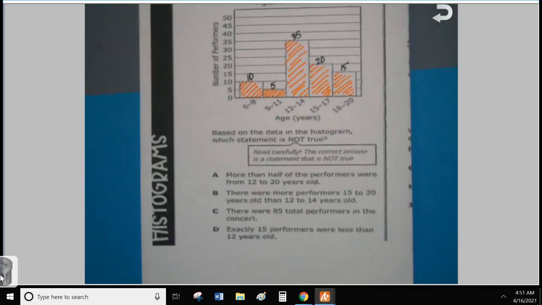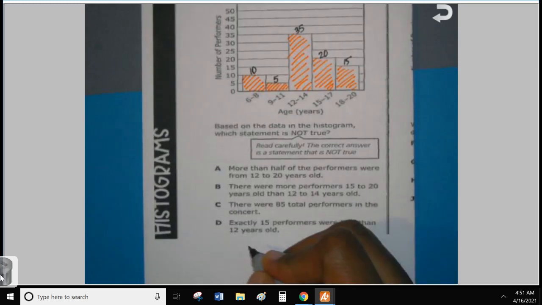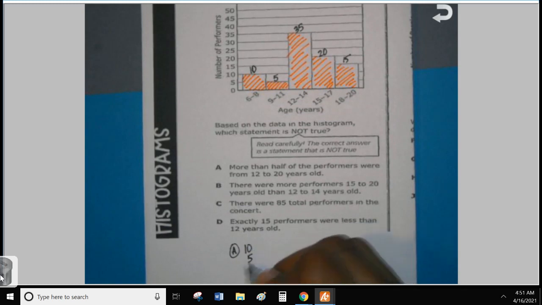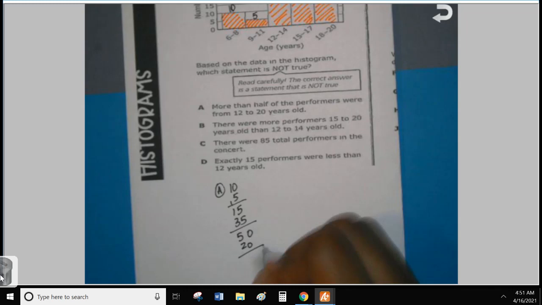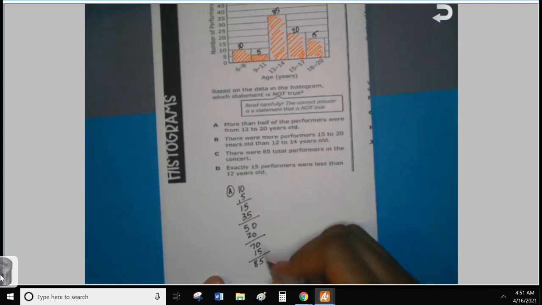So the first one says the more than half of the performers were from 12 to 20 years old. More than half. So the first thing I need to know is how many performers were there. So the first thing I would do for question A is I need to add up 10 plus 5, that's 15, plus 35, it's 50, plus 20, sorry guys, that's 70, plus 15, that's 85. So there are 85 performers.